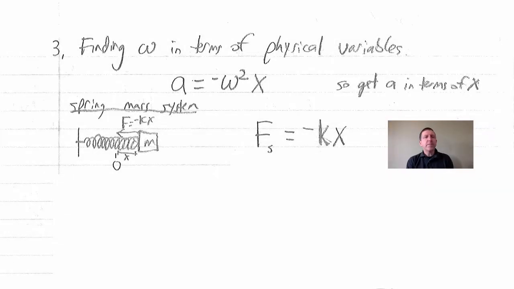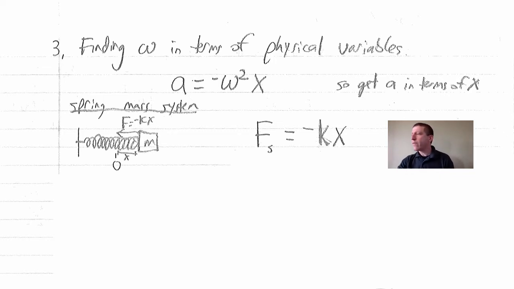Now we come to possibly the most important aspect of simple harmonic motion, and that is finding omega, i.e. the angular frequency, in terms of physical variables. Variables of our system, what our system consists of. We need to be able to predict what the angular frequency is going to be.